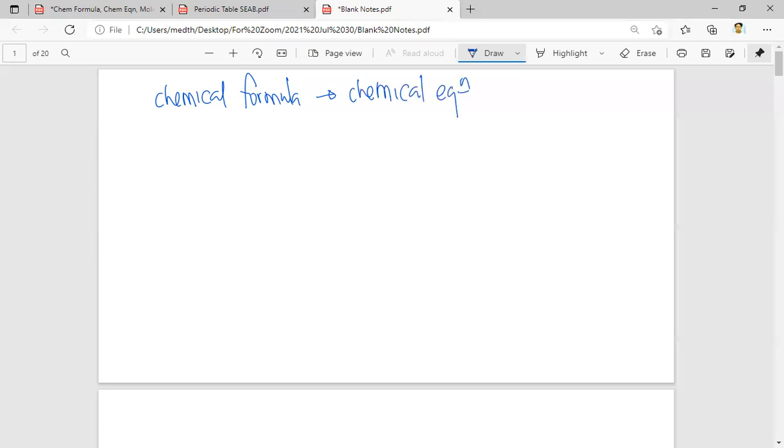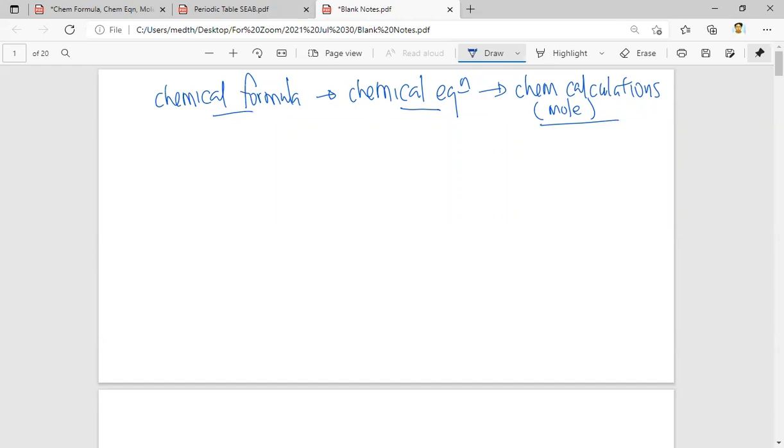Now, once we're able to do chemical equations, then we can really look at the idea of chemical calculations. Chemical calculations is the one where all of you are referring to as the mole calculations. So this is the sequence that we'll be going through, from chemical formulas to chemical equations to chemical calculations.